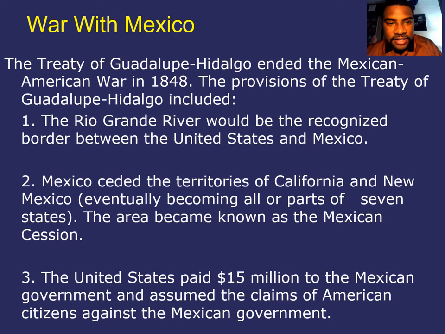All right, a couple of things that happened as a result of the war with Mexico. First of all, it was the Treaty of Guadalupe Hidalgo that ended the Mexican-American War in 1848. The provisions of the treaty included that the Rio Grande River would be recognized as the border between the United States and Mexico. Mexico ceded the territories of California and New Mexico, eventually becoming all a part of seven states. The area became known as the Mexican Cession.